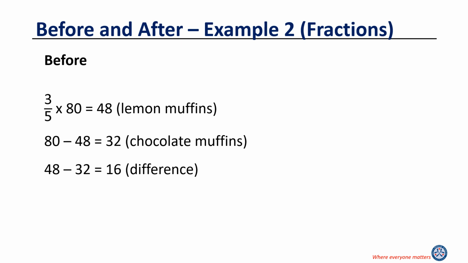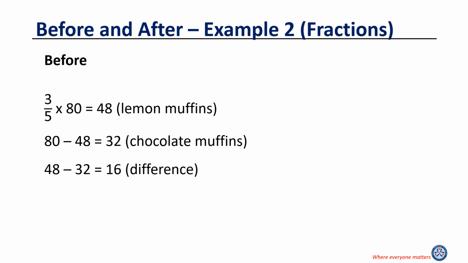How can we identify that this is a before and after concept where the difference is not changed? The hint is gave away an equal number. The first step is to find the number of lemon muffins and the number of chocolate muffins. There were 80 muffins and 3/5 of the muffins were lemon muffins. So 3/5 of 80 will give us 48. There were 48 lemon muffins.